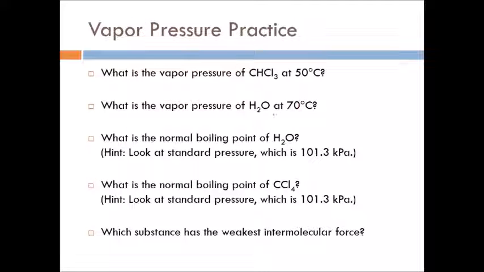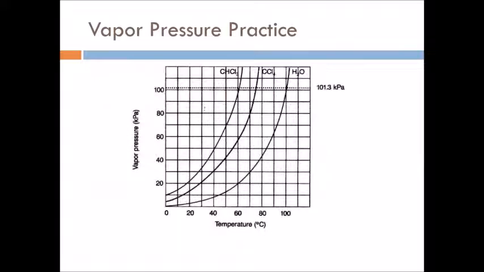All right, so you have to be able to read the vapor pressure curves, not too hard. It's basically just looking at the curve. So it says, at 50 degrees, we would go here and ask, what is the vapor pressure at 50 degrees? Well, that's 70 kPa. And if we wanted to know the vapor pressure of water at 70 degrees, we would just go up here to the water line, and that would be 30 kPa.